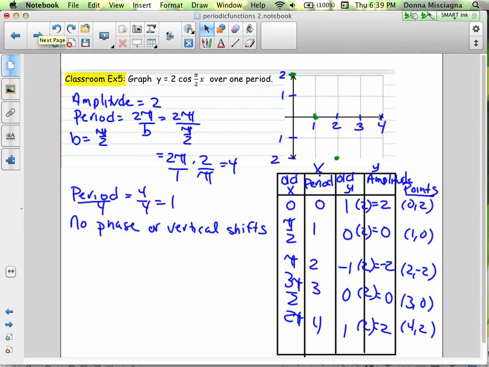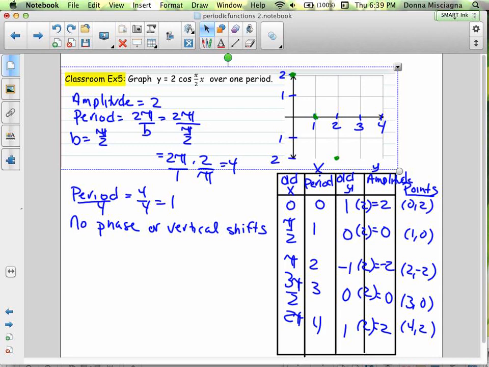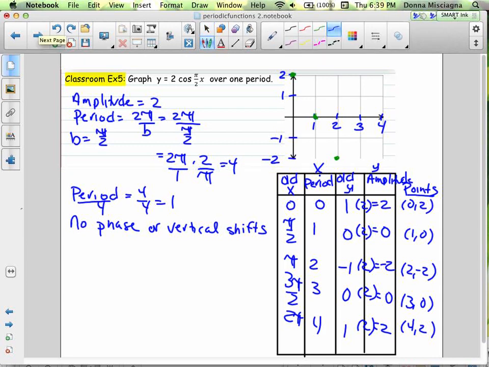Oh, and speaking of that, why are there no negatives over here? All right, is it going to come on? Did it not notice that? There we go. And then 3, 0, and 4, 2.